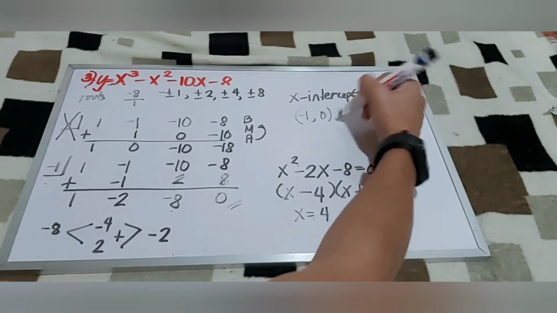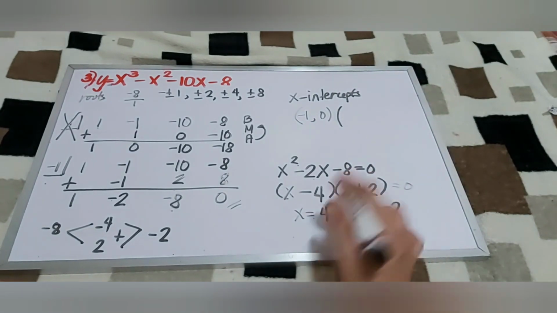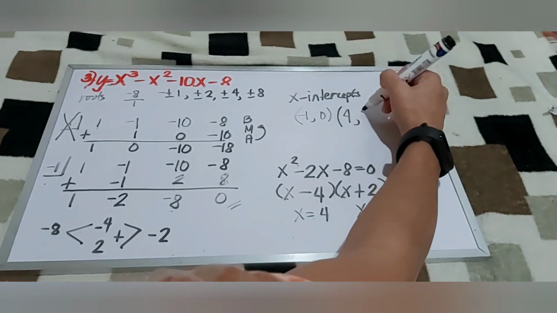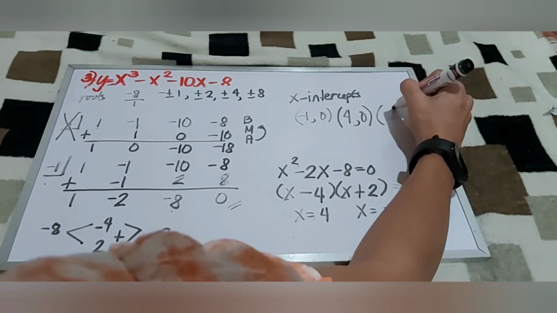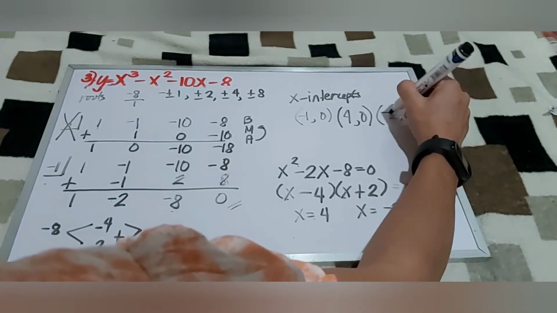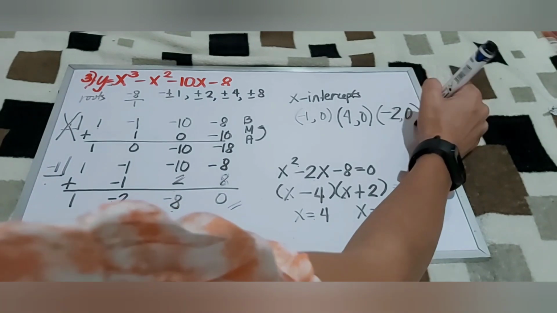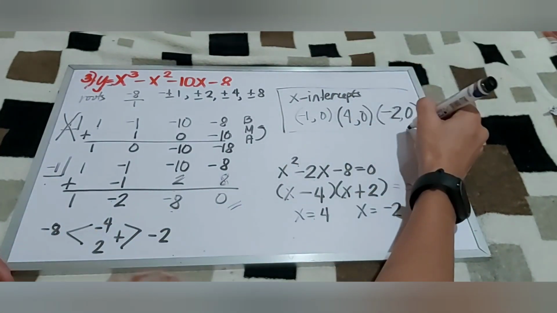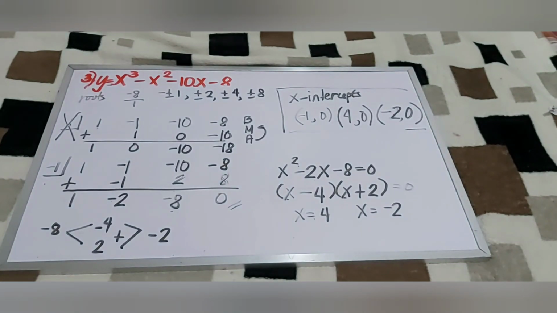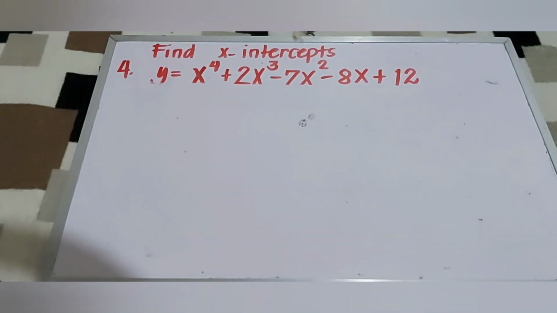So, meron tayong x-intercept. From here, we have positive 4 and 0. From here, we have negative 2 and 0. Ayan. So, we have our x-intercepts here. Ito na ang ating mga x-intercepts. This is our example number 4.